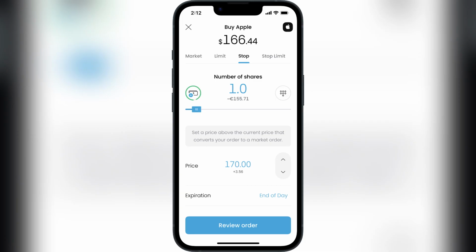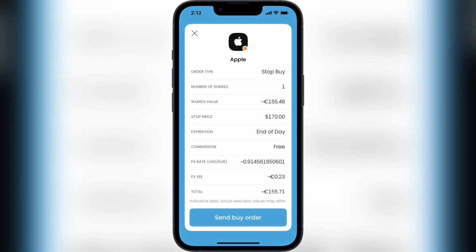To place a stop sell order, just select the stock you already hold. Enter the number of shares you want to sell. Then, set your stop price below the current market price. This is where the order will trigger. Review all the details, then confirm.